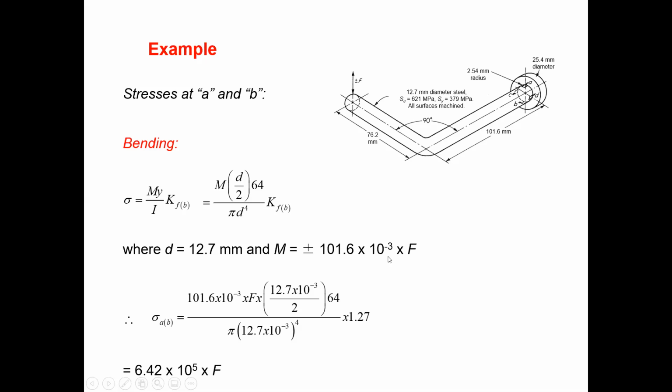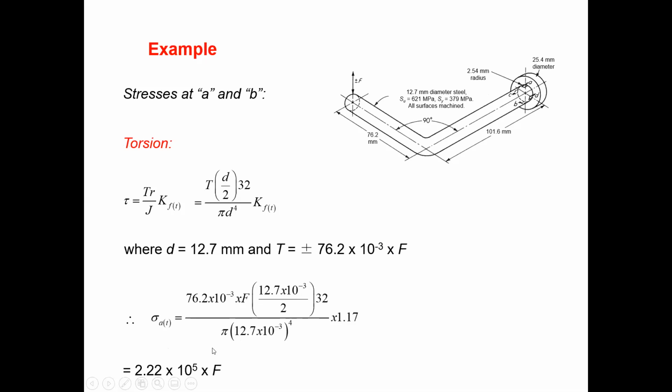Then you need to substitute in here the bending moment and D values. So F is the unknown thing. We are going to find out the F actually. So F will remain here. And you can find out the sigma A, that means the alternating stress at point A, due to bending.